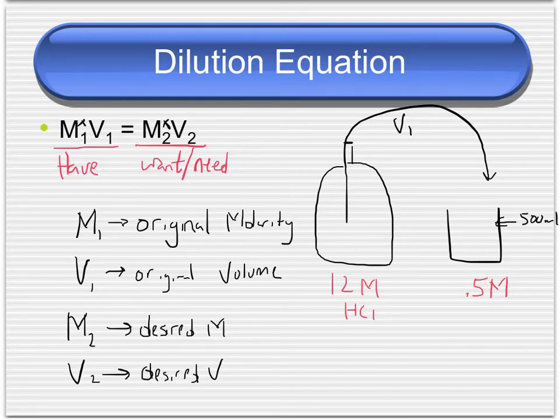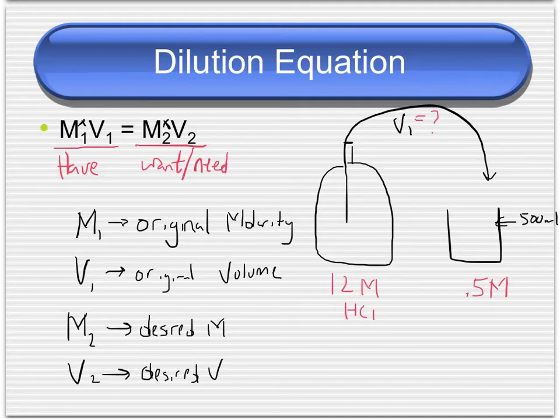So I know what I'm starting with. I'm starting with 12 molar HCl. I know what I need. I need 500 milliliters of 0.5 molar HCl. The question is, how much do I need to transfer over? So how much do I need to pull out of my stock jug into this other beaker before I fill it up to 500 milliliters? That's where this equation comes in handy.